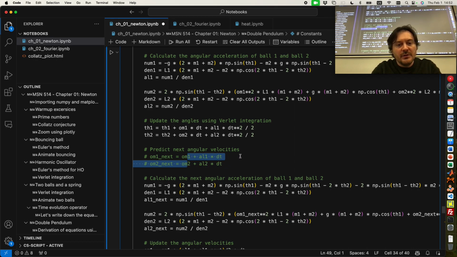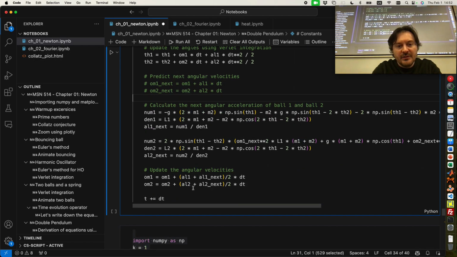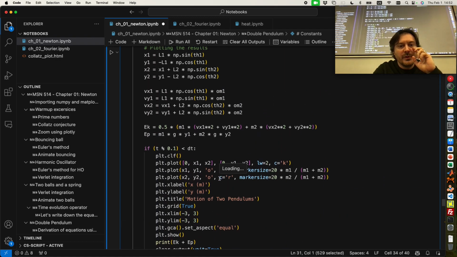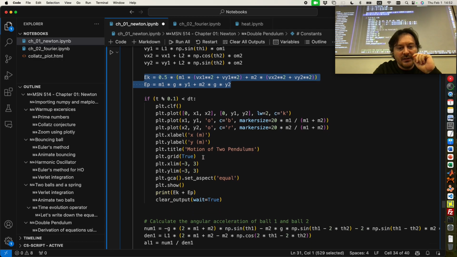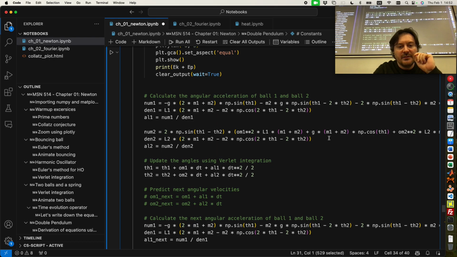What we saw is that you get the next accelerations and you update the velocities. Now, we will see that there will be again a problem with energy. I'm calculating energy here, kinetic energy, potential energy, then I'm printing kinetic plus potential energy, okay? So let's run it.